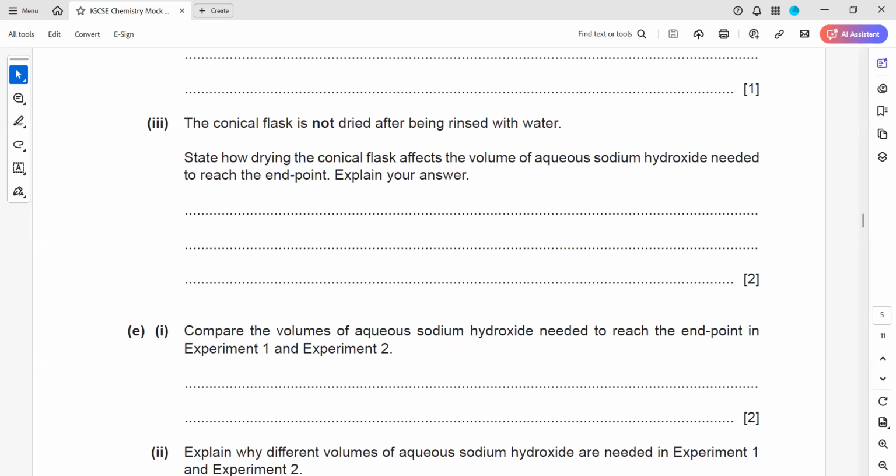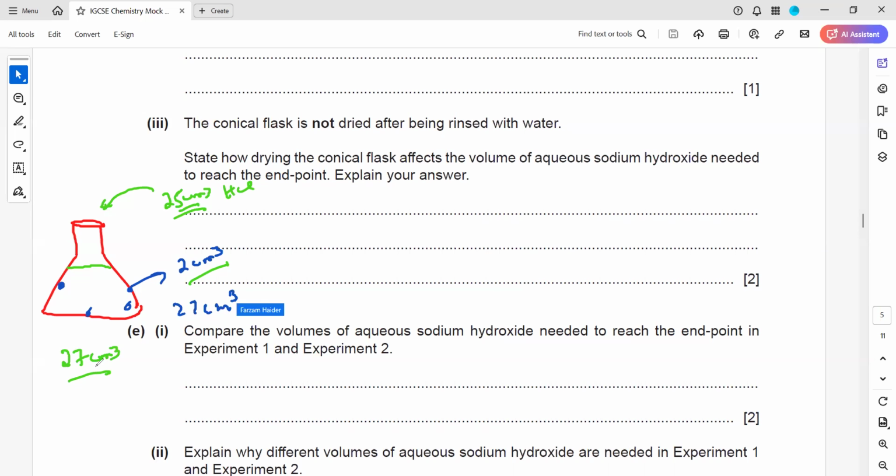Why is the conical flask an exception? Look, if you have a conical flask which was having some water droplets, let's say 2 cm cube of water is there. Example. Okay. And then what you are doing, you are adding 25 cm cube of hydrochloric acid by using a measuring cylinder. So what is the total volume of this solution? 2 cm cube water and 25 cm cube of HCl. So what is the total volume? The total volume is 27 cm cube.